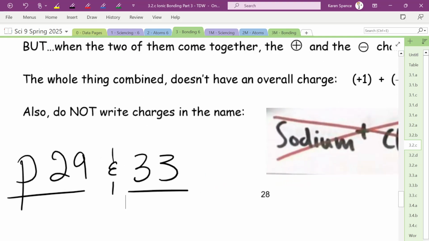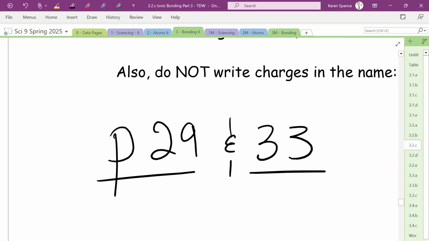Okay, ladies and gentlemen. 5, 4, 3, 2, 1. You should be looking up here. What is your homework? 29 and 33. I know most of you have done 29. Maybe you've done 33. Maybe you haven't. That's the other homework, okay?